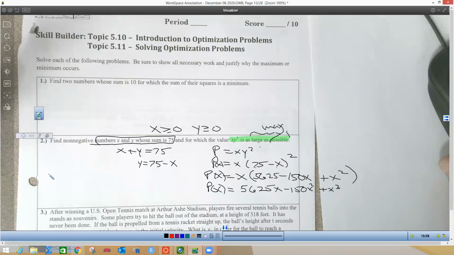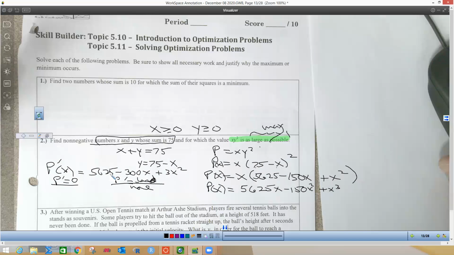So now I'm going to do P prime over here, because that's what I'm maximizing. So I'm going to get 5,625 minus 300x plus 3x squared. So now I want to find where is p prime equal to 0, where is p prime undefined. Well, since there's no x's in the denominator, there's none for this. So there's nowhere it's undefined. This is a continuous function.